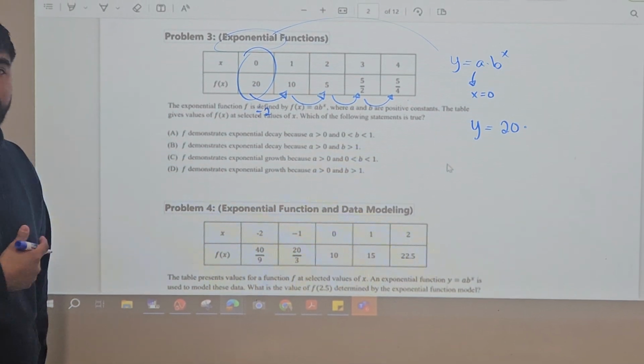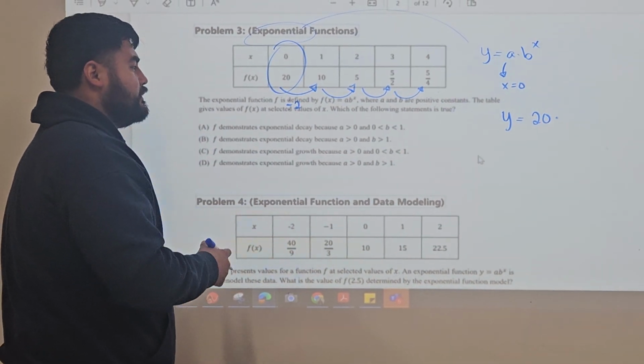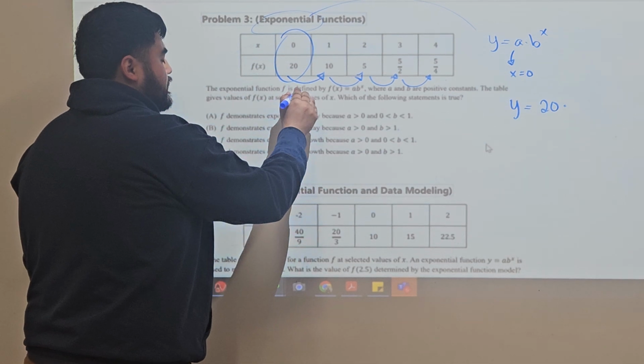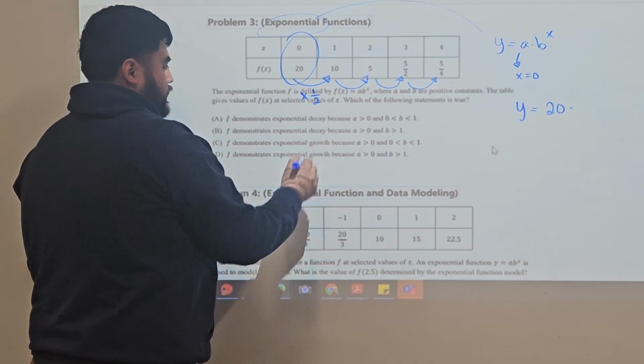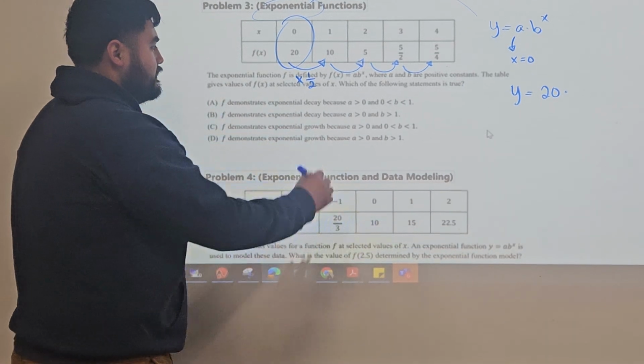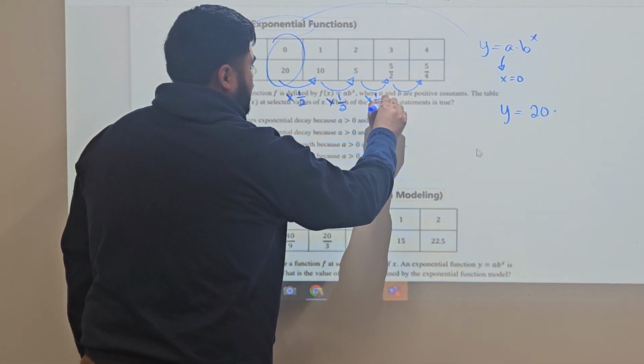But when you're dealing with exponentials, right, you don't want to do division. You always want to keep it as a multiple. So instead of dividing by 2, you're just going to multiply by 1 over 2. When you multiply 1/2 times 20, you get 10. Does that work for the next one? Obviously, yes, and so forth, right?